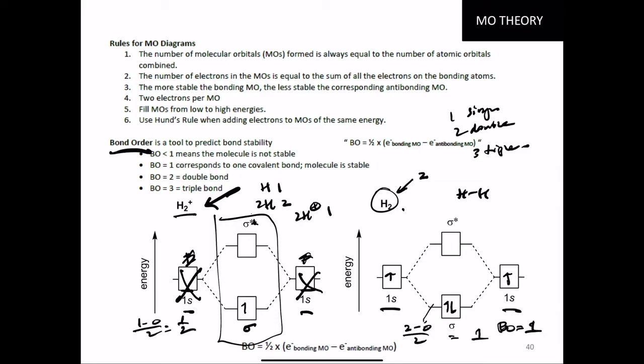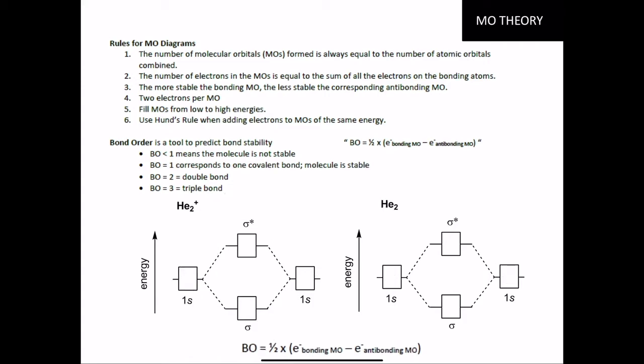So what this means is there's bonding character, right? But it's not as strong as a single bond. It's a little bit weaker. Okay? We can see this with helium. So let's try dihelium and the helium cation.